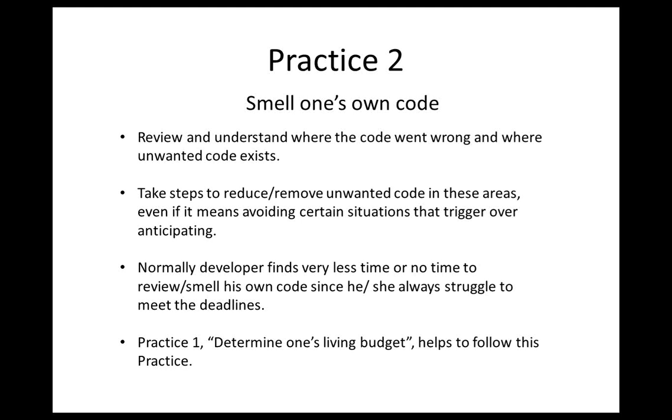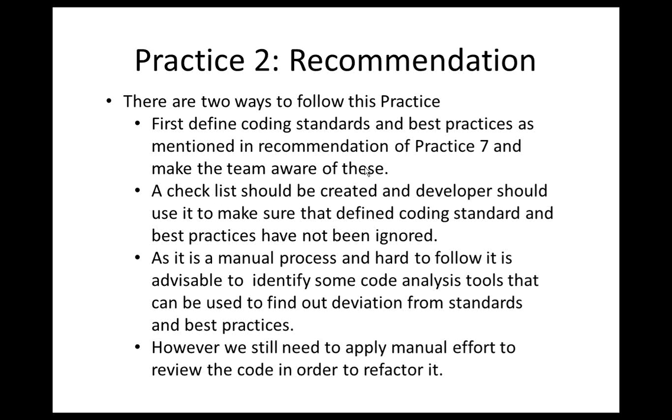So the recommendations here are, first, define coding standards and best practices. We will talk about that in practice 7 and make the team aware of this. A checklist should be created and developed, and used to make sure that the defined coding standard has not been ignored. Lots of times, if you are doing it through a manual process, it's difficult. So you can do some automation also. There are lots of code analysis tools available which can be used to do that. And wherever manual effort is required, definitely we should do that.